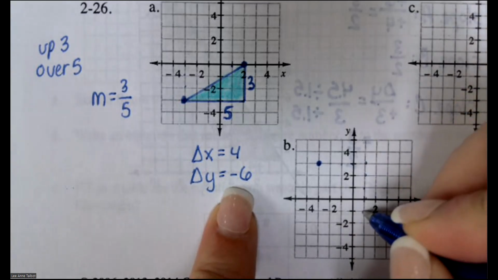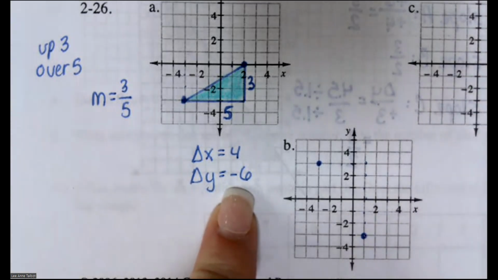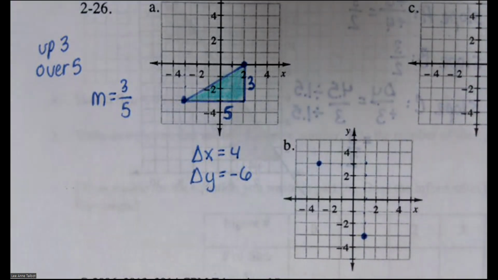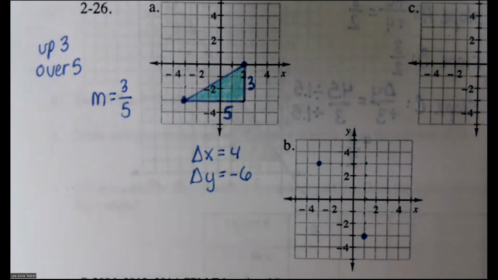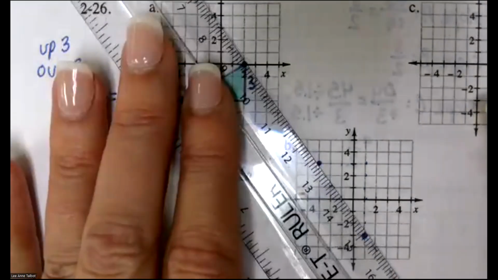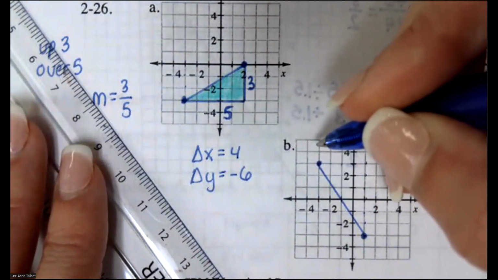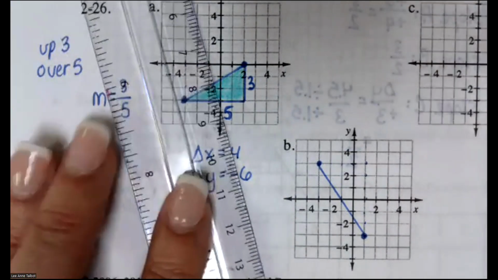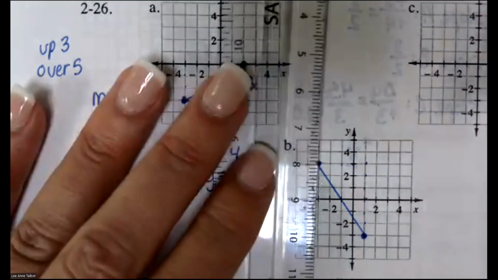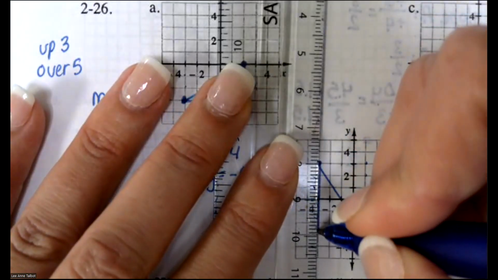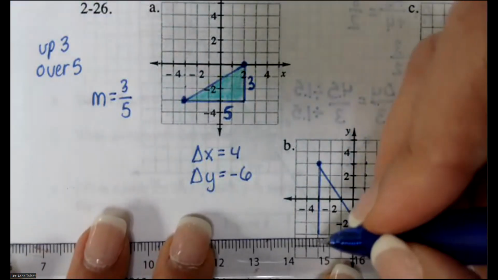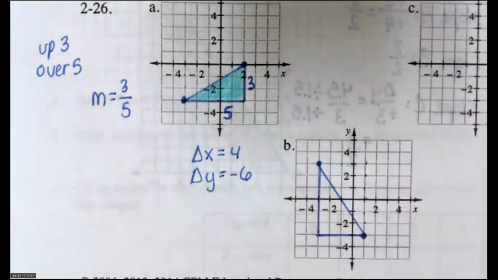1, 2, 3, 4, 5, 6. You did not have to start there. You could start anywhere, just as long as you go over 4, down 6. I just started up there because I could tell I was going to go down 6, so I wanted to make sure I had enough room.